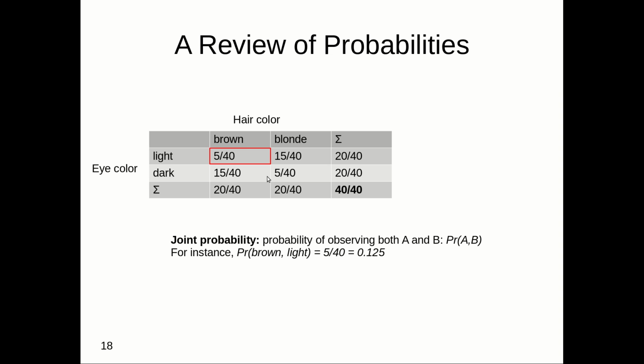Well, the joint probability, just to keep that in mind, is the probability of observing both A and B, which is not really relevant in our case. So for instance, the joint probability of having somebody with brown hair color and light eye color is 5/40, which is 0.125.